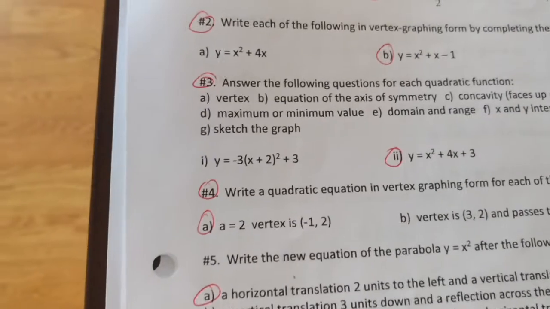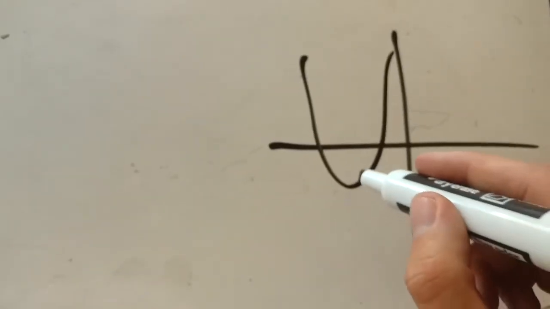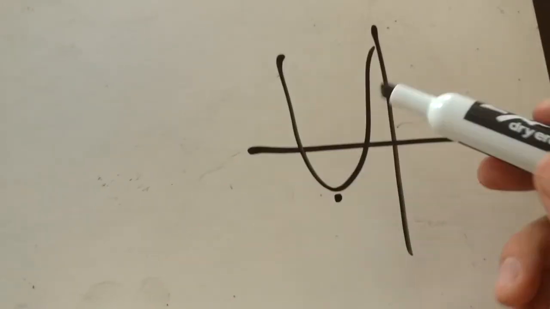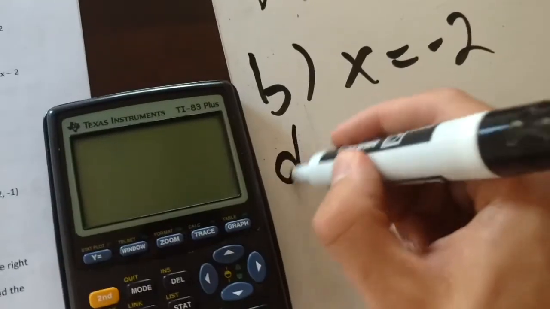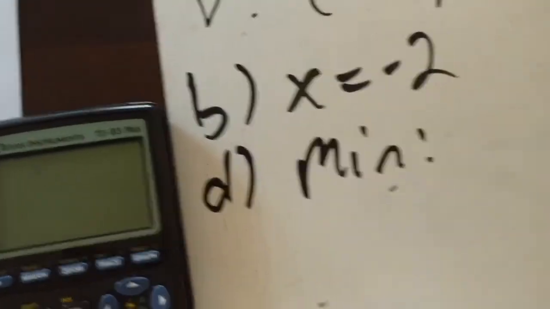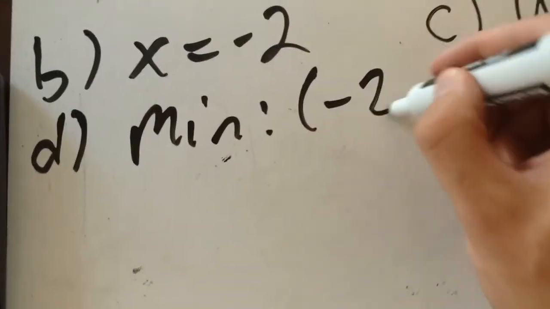Now, as for D, it says maximum or minimum value. Again, if I just redraw a rough sketch of a graph, the vertex is always your maximum or minimum. Because we know it's facing up, we can tell it's going to be a minimum point. So the minimum point, we'll say for part D, well, it's just your vertex. So -2, -1.